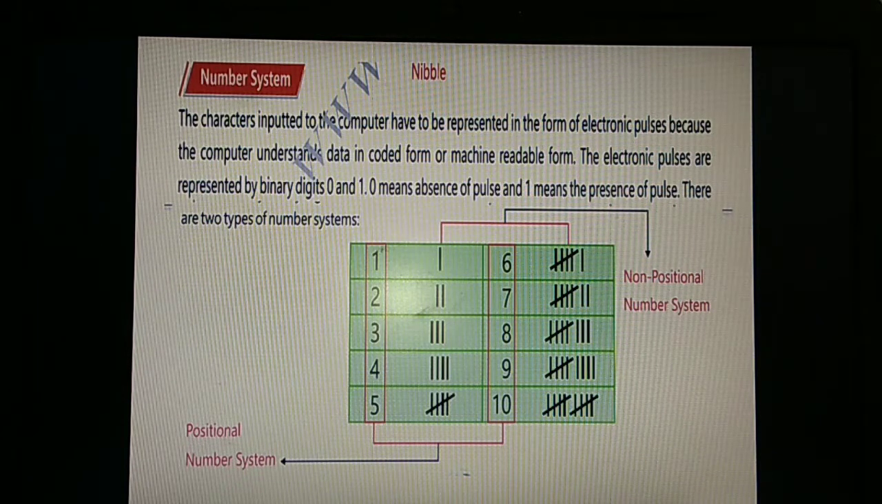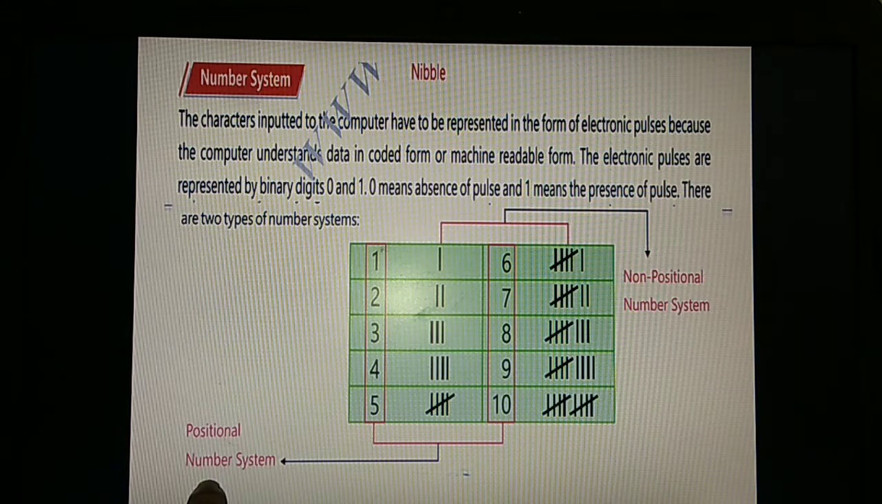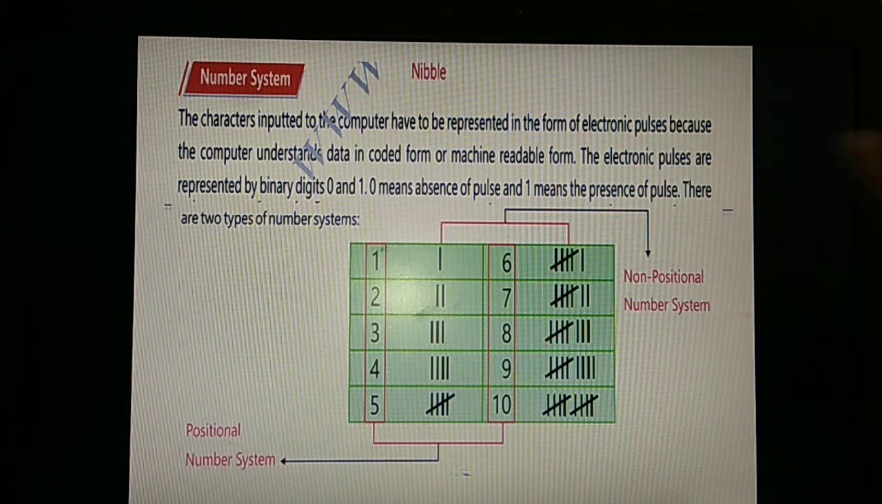There are two types of number system. The first one is the positional number system, and the second one is the non-positional number system.